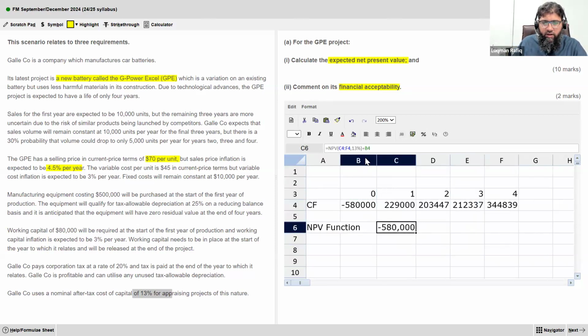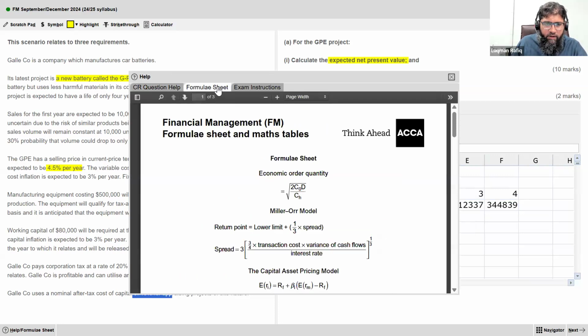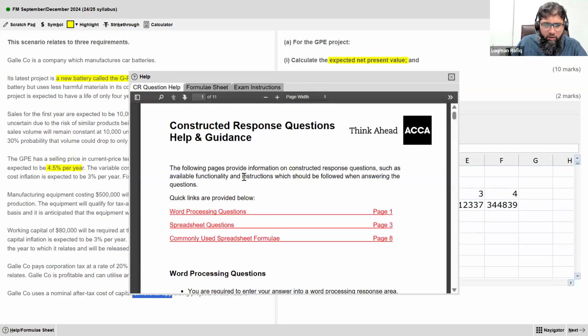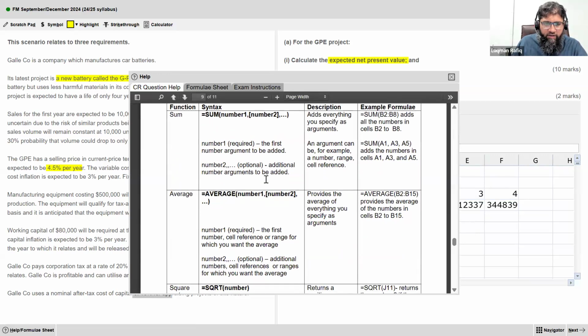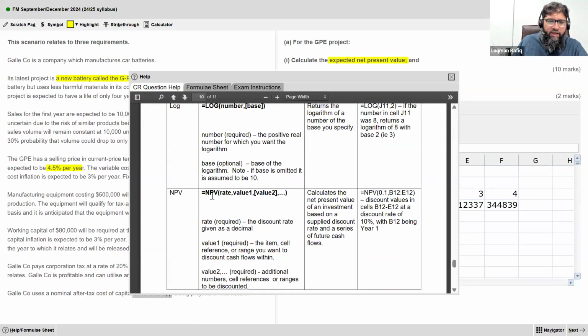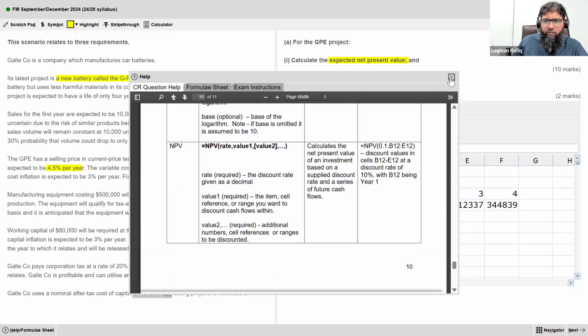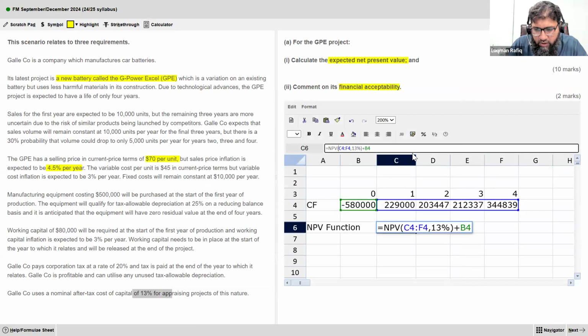Oh, okay, just a second. I think probably I've missed out something. I'll just click on the help formula sheet. So if I click on the help, the spreadsheet formula is actually gonna give me the NPV formula that is to be used on this function. It says NPV, comma rate. Rate is required. So I'm just gonna do it like this. I just made a bit of an error over here.